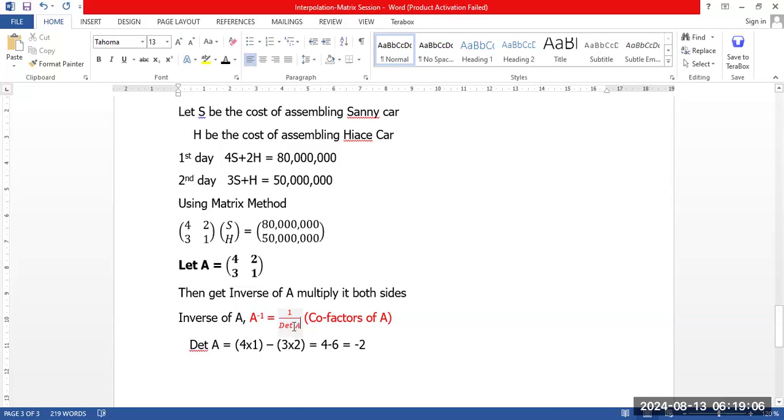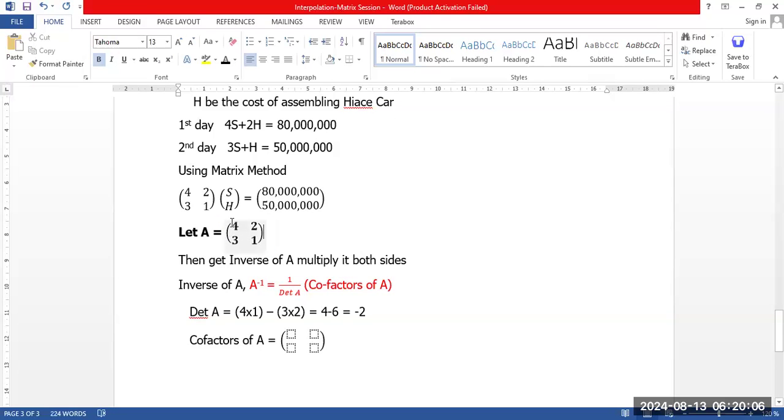So on our formula, we have the determinant of A. We can get the cofactors now. Cofactors of A. And how do you get the cofactors of A? Now, this is your A. You interchange to get cofactors. To get the cofactors of A, I interchange the figures on the major diagonal.